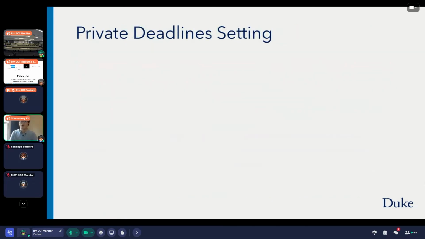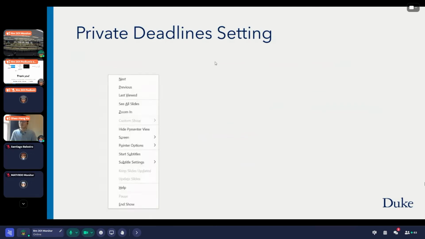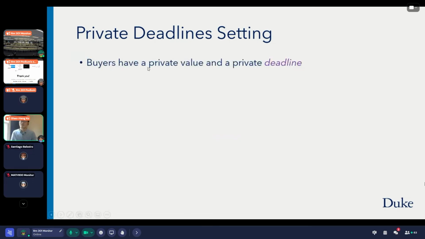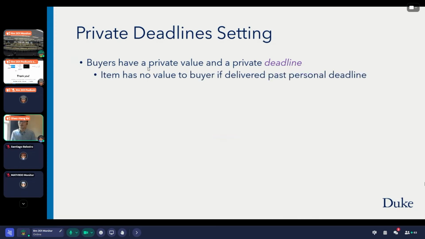Now, before I briefly introduce our construction, let me give more details of the private deadline setting. So in this setting, the buyer has a private deadline in addition to their private value, and the item has no value to the buyer if they don't receive it in time. And it is assumed that the buyer cannot strategically misreport a later deadline, but they may exaggerate and report a tighter or earlier deadline. And this setting is also coined the Velegkas setting in the literature.